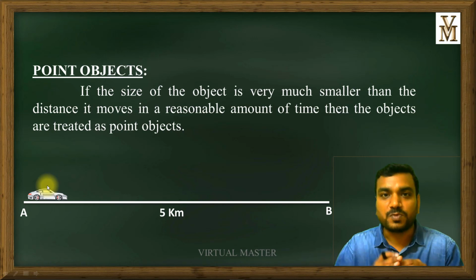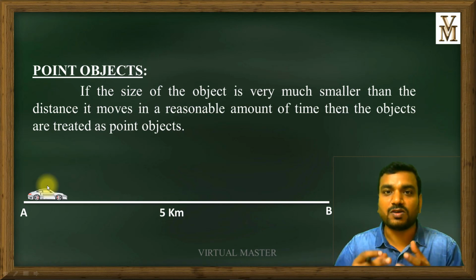Okay, what is a point object? If the size of the object is very small compared to the distance it is going to cover, then we can treat the object as a point object. Okay, I hope you have understood the concept of point object. Now let us discuss the rest and motion of an object.